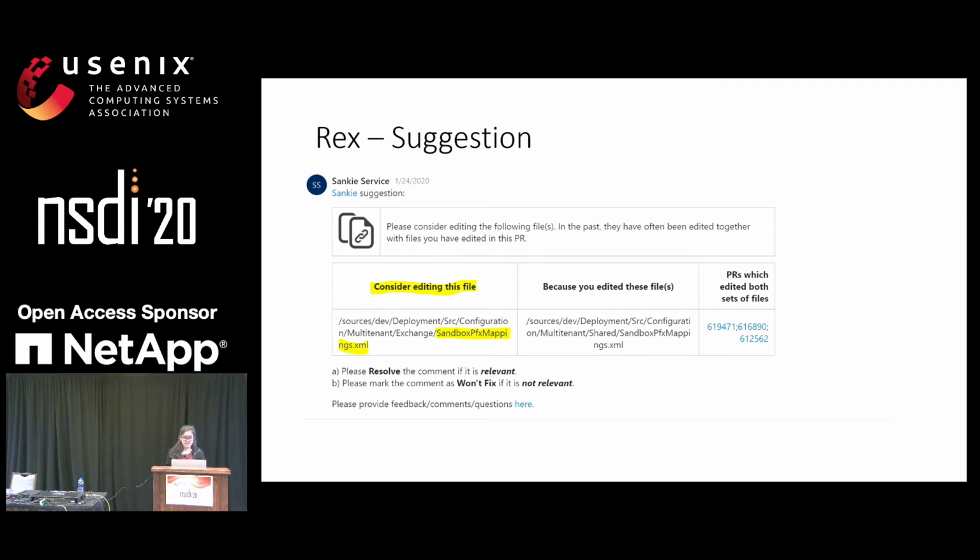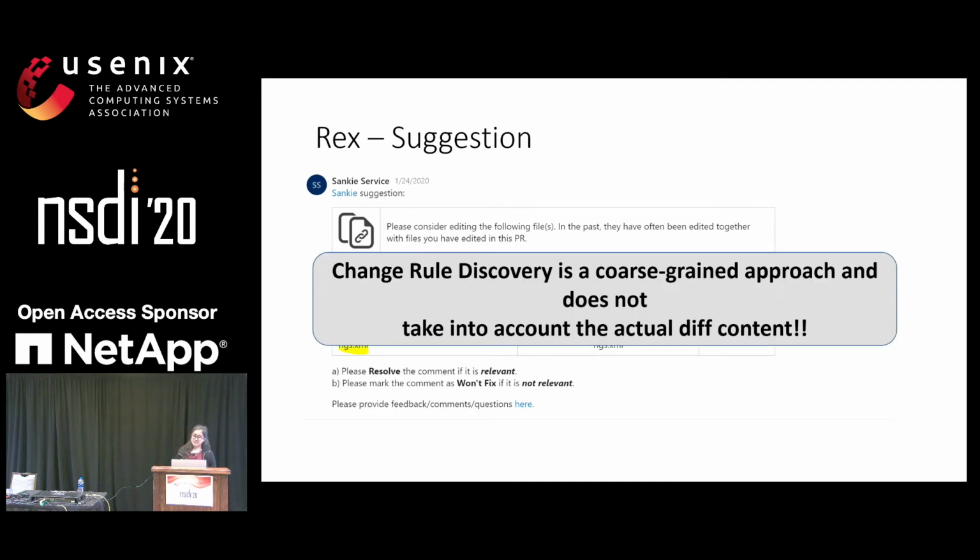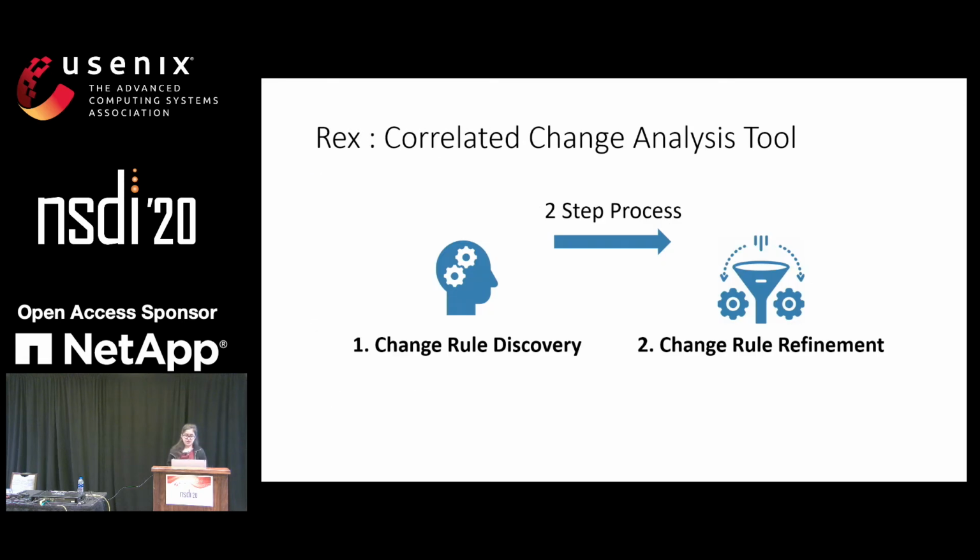The reason was that change rule discovery is a coarse-grained approach and it doesn't really take into account the actual diff content. We're doing all this analysis at the level of files, so even if a developer adds a new line in the file or adds a comment, we would still end up making a recommendation for file Y, which we would not like to. So this motivated us to work on the second part of Rex, which is change rule refinement.